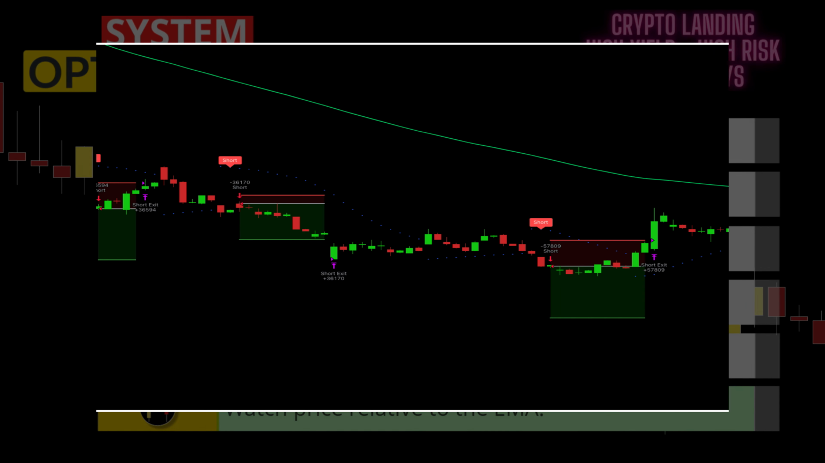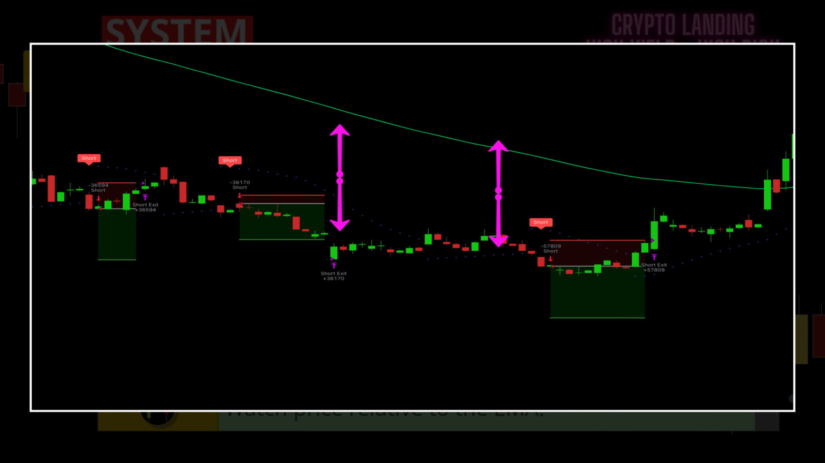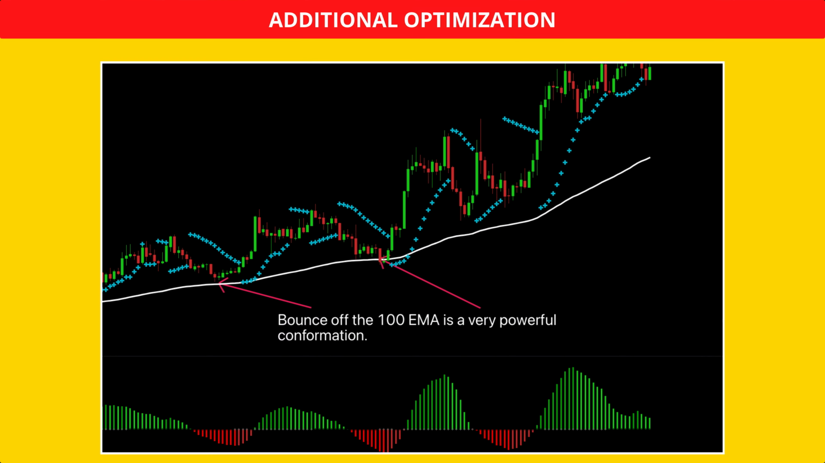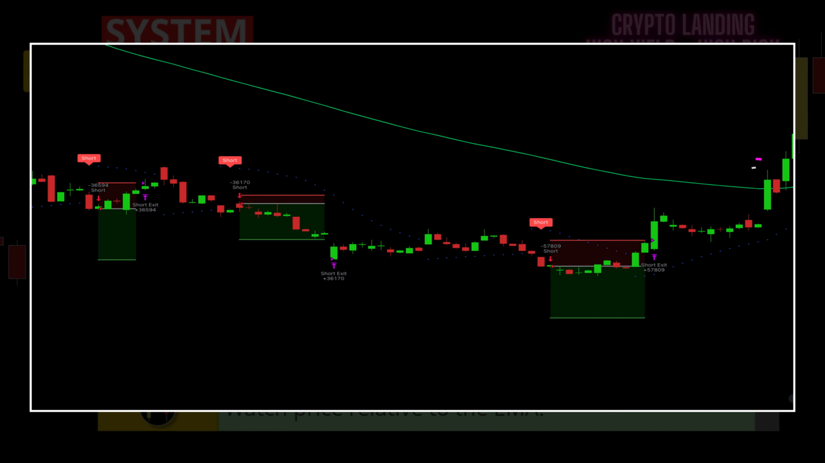Additionally, be wary when you enter trades far away from the 100 EMA. Typically, the further price is trading away from it, the higher the probability it will return. Price tends to react like a rubber band to moving averages.